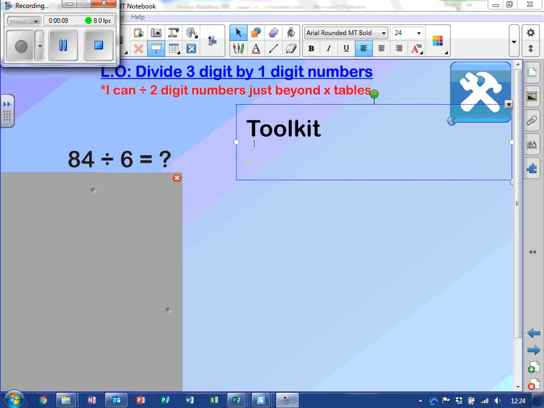So today we're looking at dividing two-digit numbers just beyond the times tables. So we're still working towards the three-digit numbers, looking at them slightly larger this time.